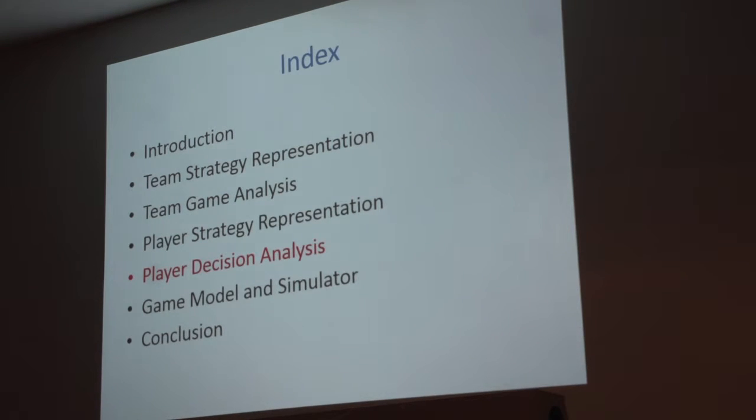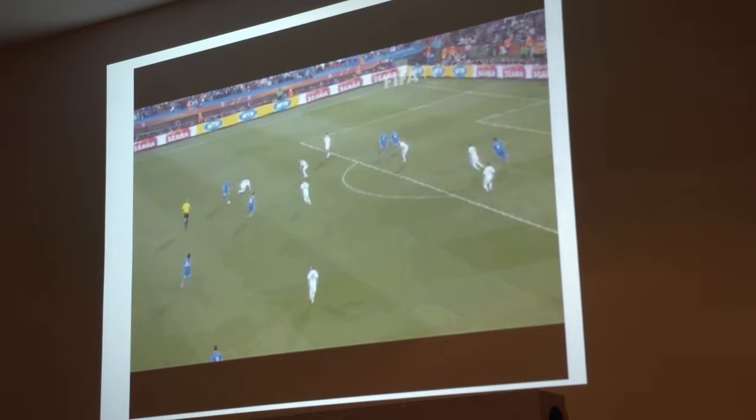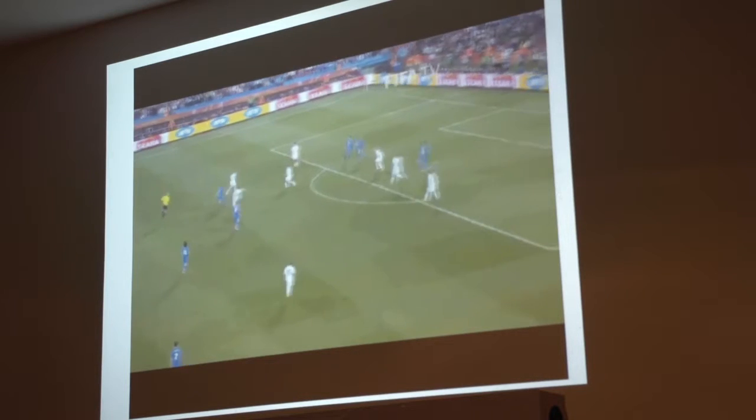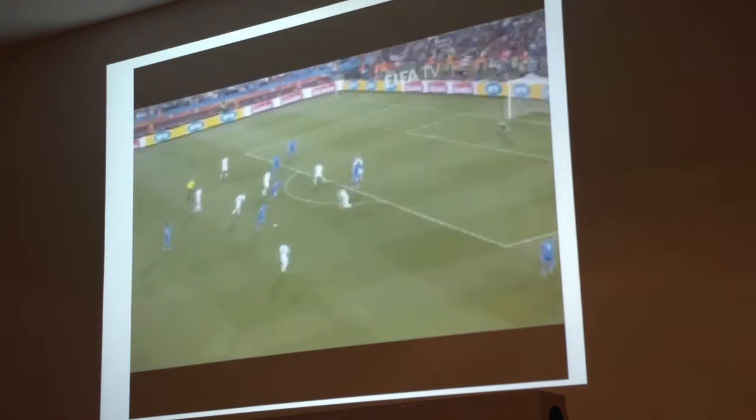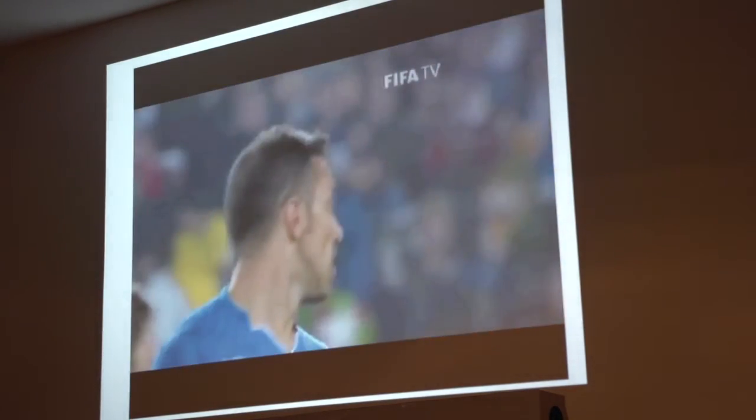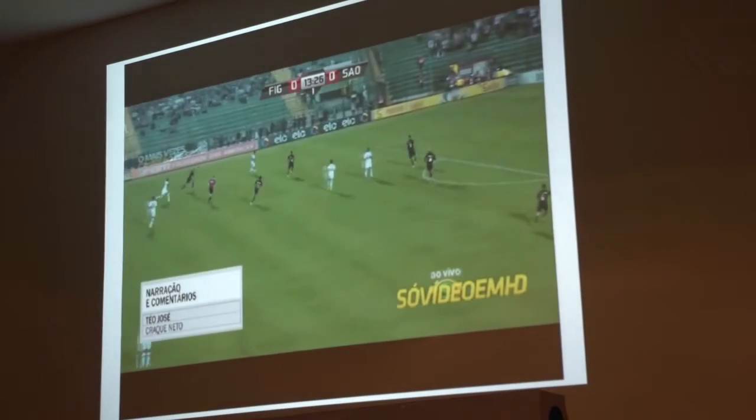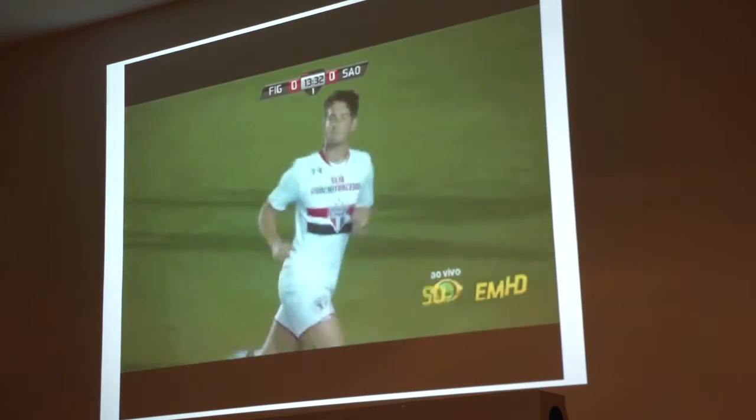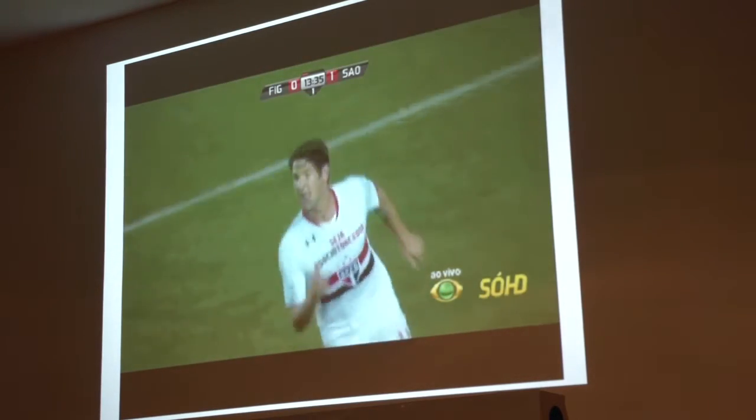Player decision analysis. In this case, we'll give you a model to analyze the decisions of single players, and we'll take the example of goalkeepers. Let's see these two tapes here, and then we'll have some discussion on that. You see the first goal, it's a high goal, above the goalkeeper. Next one, please. Another goal, this time it's a low ball. What's the difference between both?